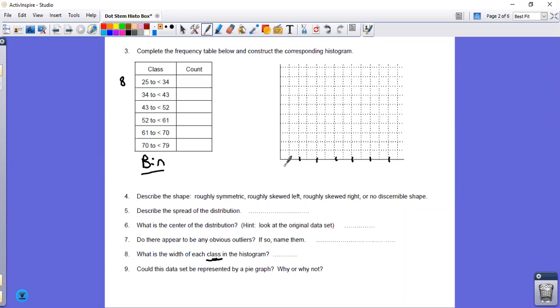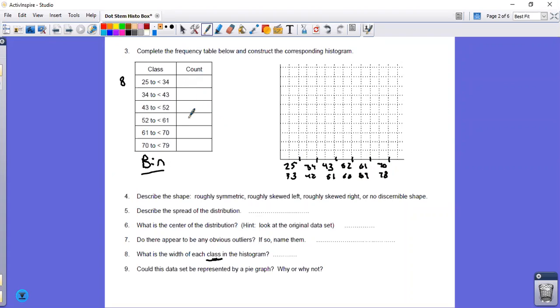So this first one is anything from 25 to 33. You see how it ends at 34, but it's less than 34. So the number 34 would be in this group. So 34 to 42, 43 to 51, 52 to 60, 61 to 69, 70 to 78. And you can just use the tally marks.